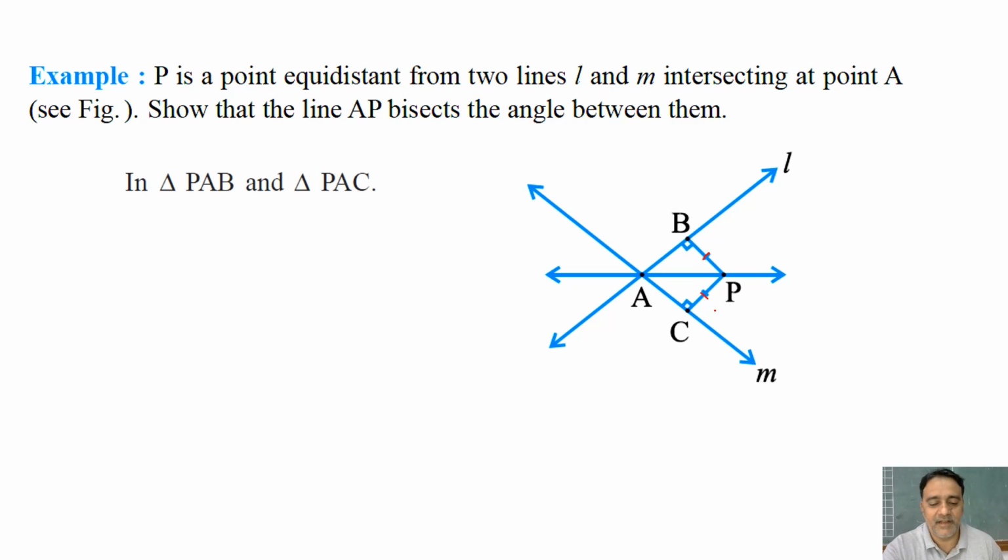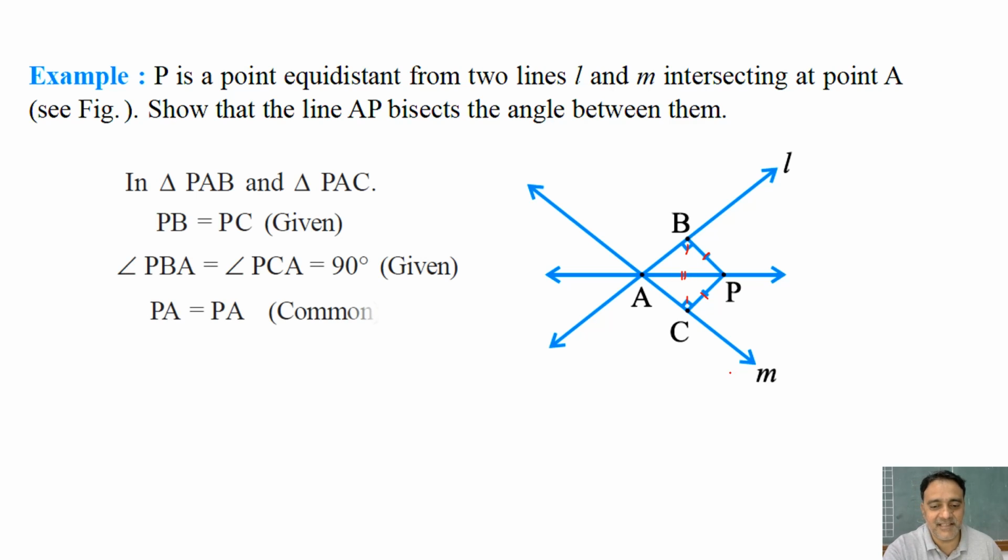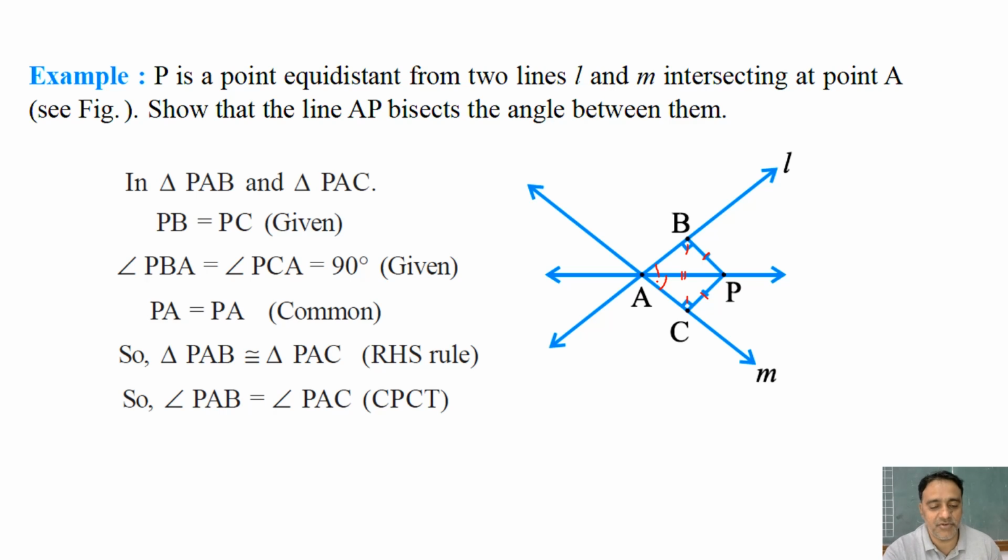Next, these two angles are equal. Why? Each 90 degrees. And what about this side? Common. So these two triangles are congruent by which criteria? SAS. No, RHS, this is the hypotenuse. Yes, these two triangles are congruent by RHS congruence rule. So these two angles are equal by CPCT. Any doubt in this question?